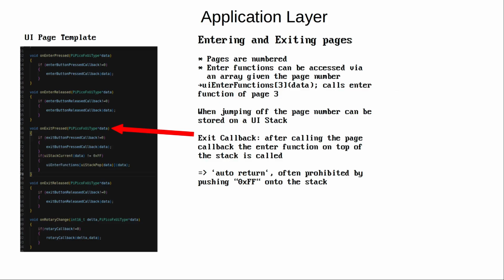When the exit button is pressed, the onExit function of the current page is called if present. Then the enter function of the page which is on top of the UI stack is called if it's not 0xFF. At the same time, the page number is removed from the UI page stack. This auto-return removes the need for each page to store the value of the previous page, since in many cases we want to go back somehow.